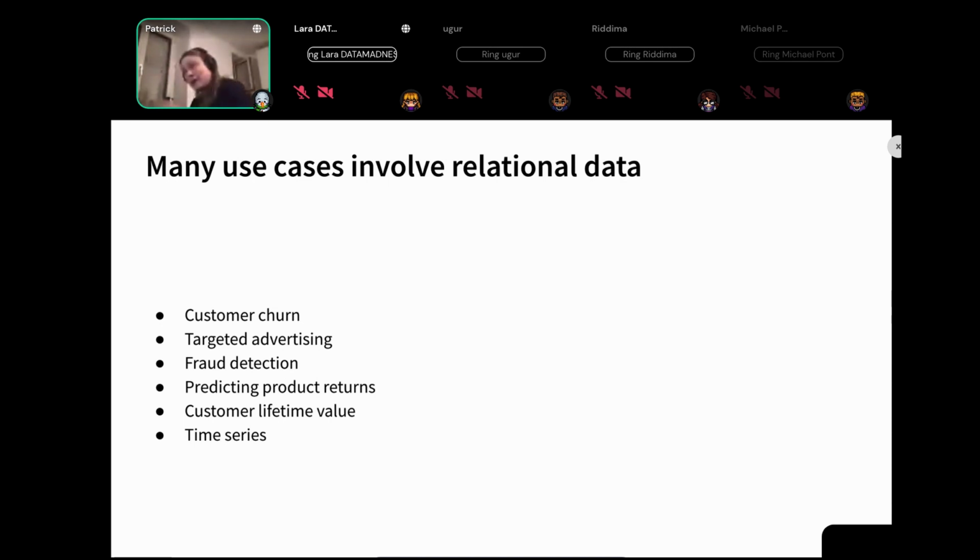But if you want to build an intelligent fraud detection system, again, you have to take a look at the customer history and build intelligent features from that.